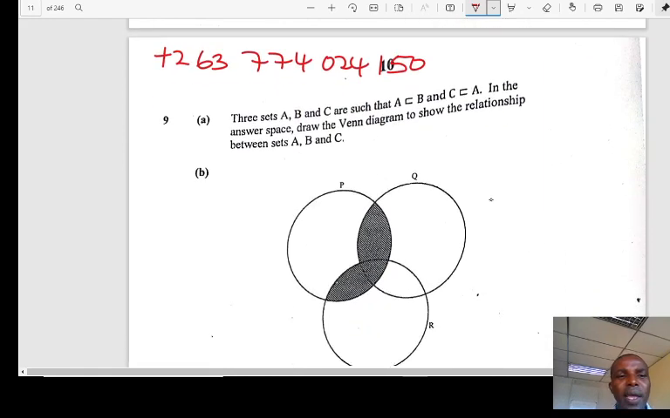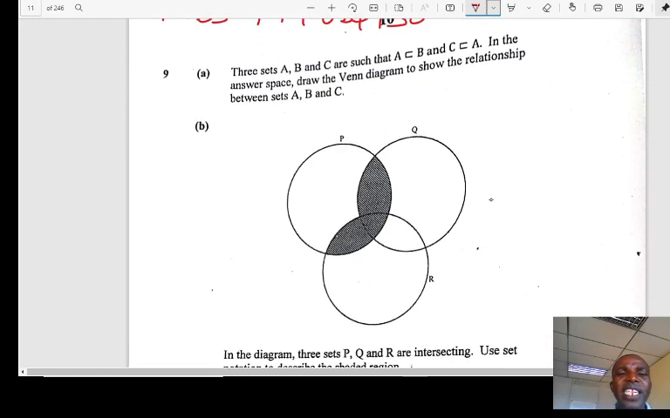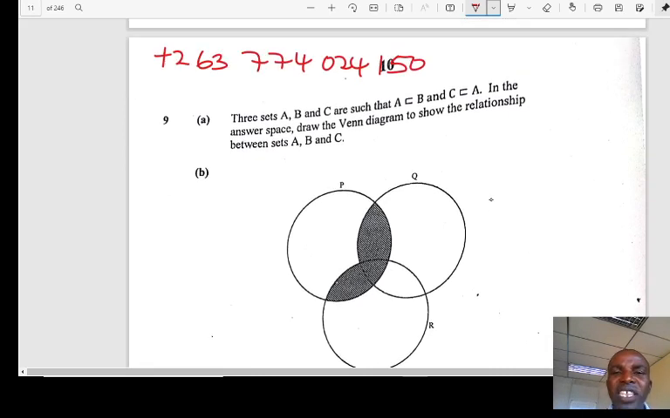Next question. Number 9. Three sets A, B, and C are such that A is a subset of B. This symbol means subset. Subset means set A is inside set B. And C is a subset of A, which means set C is found inside set A. Then in the answer space below, draw the Venn diagram to show the relationship between sets A, B, and C.